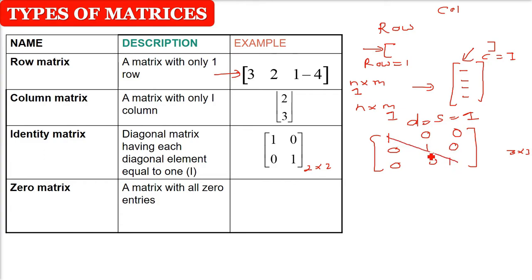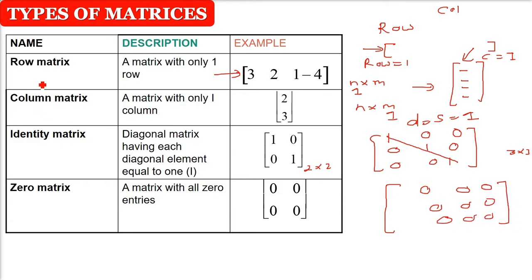Okay, coming to the zero matrix. Zero matrix means, as the name suggests, all the elements have to be 0. That is, there will be no element other than 0. It can be a 1 by 1 matrix, 2 by 2 matrix, or 3 by 3 matrix. So I'm making a 3 by 3 zero matrix. 3 rows, 3 columns, all elements are 0. This is a zero matrix.